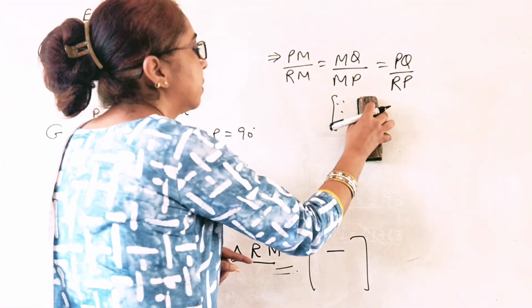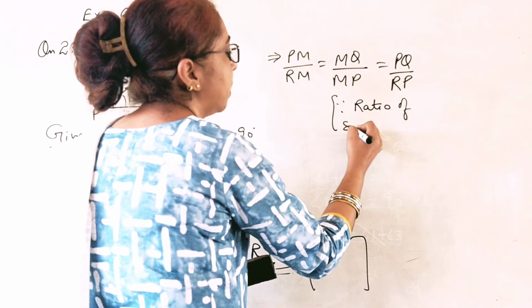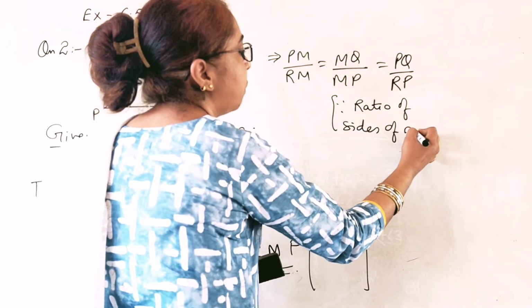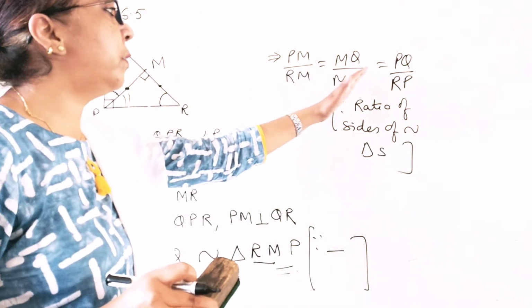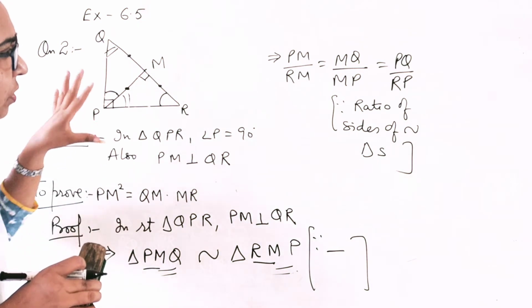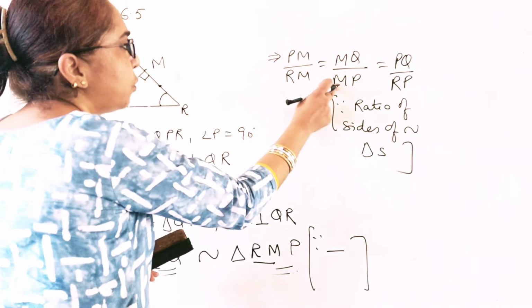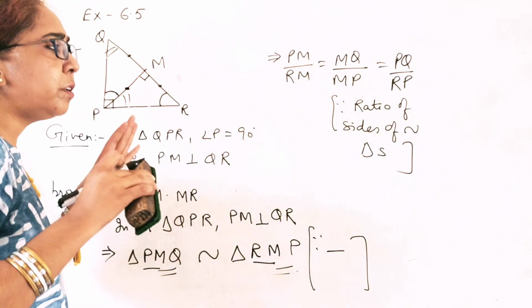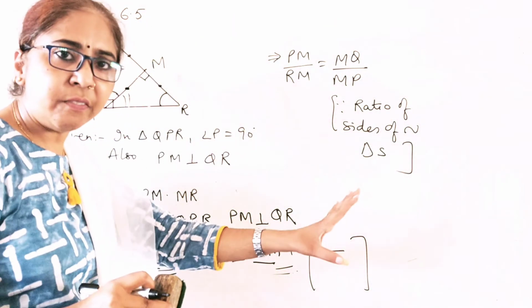We can write this result as the ratio of sides of similar triangles. Okay, so now these three ratios are equal, but I want to get the square of PM. So you just take a look properly. You get the PM square from these two ratios. So we do not need to take this third one. I can just leave that.